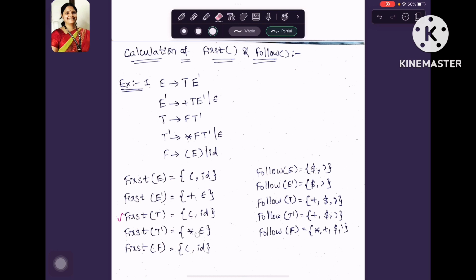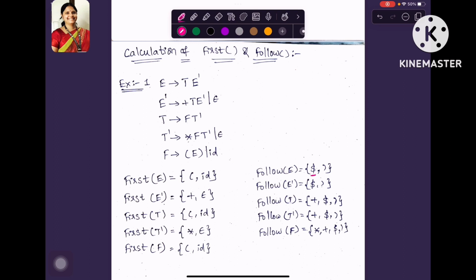And again, now we will see how to calculate the follow for the non-terminal symbols. So now we see the follow of E. To calculate the follow of E, E is the starting symbol. As we have already seen, the starting symbol will have dollar as the first. So we have to find out where E is present at the right hand side of the productions.